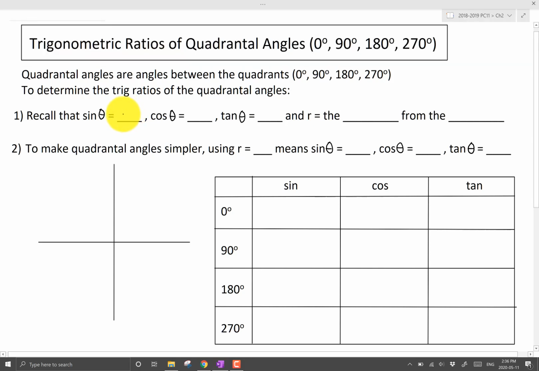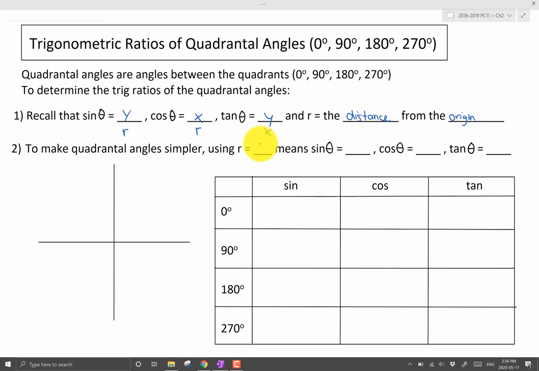We're going to recall that sine is always the y-coordinate over r, cos is the x-coordinate over r, and tan is the y-coordinate over the x-coordinate. And you just have to recall that r is the distance from the origin.